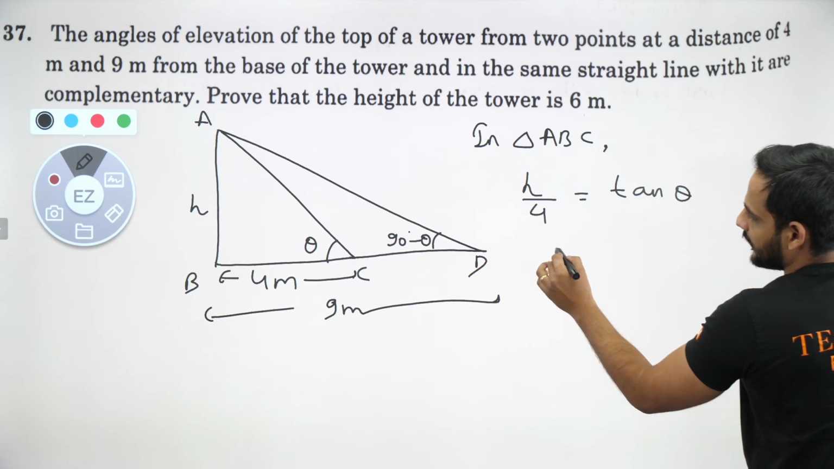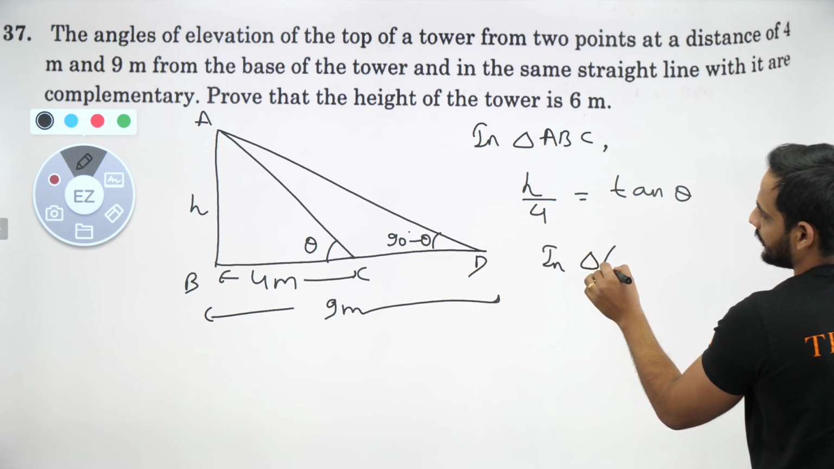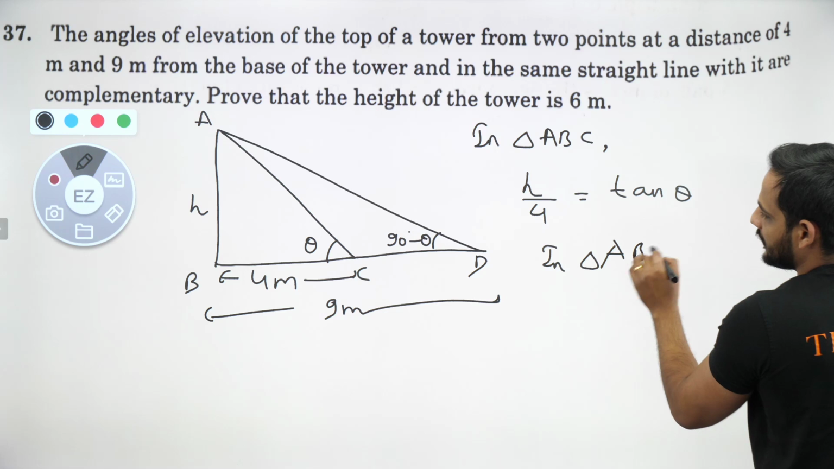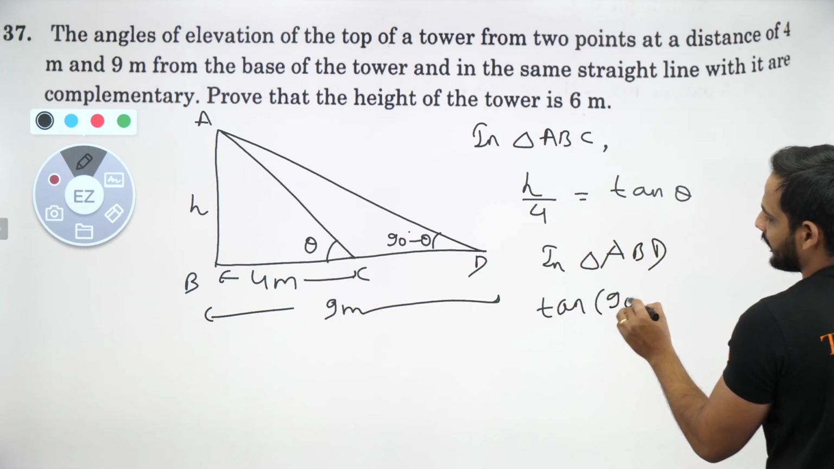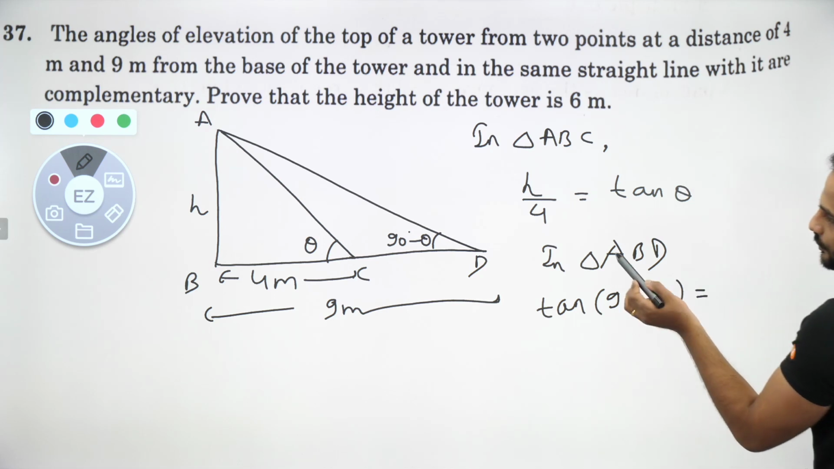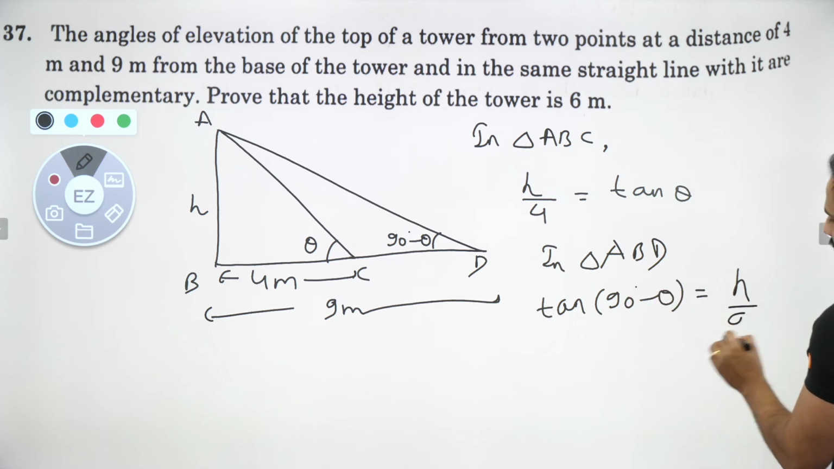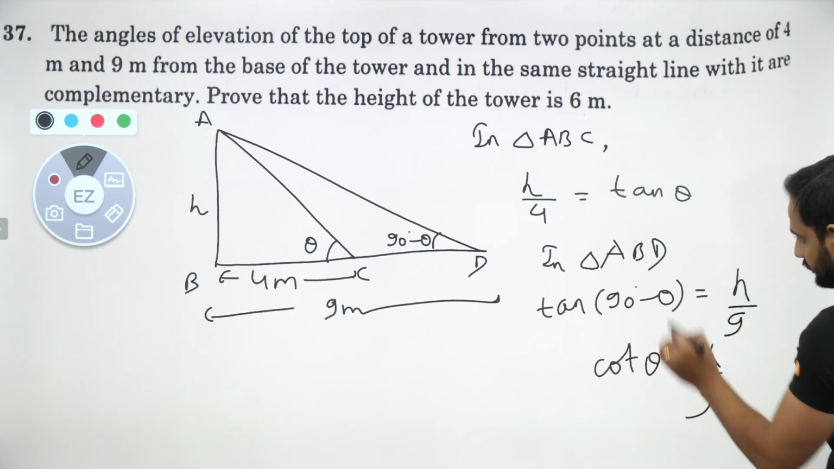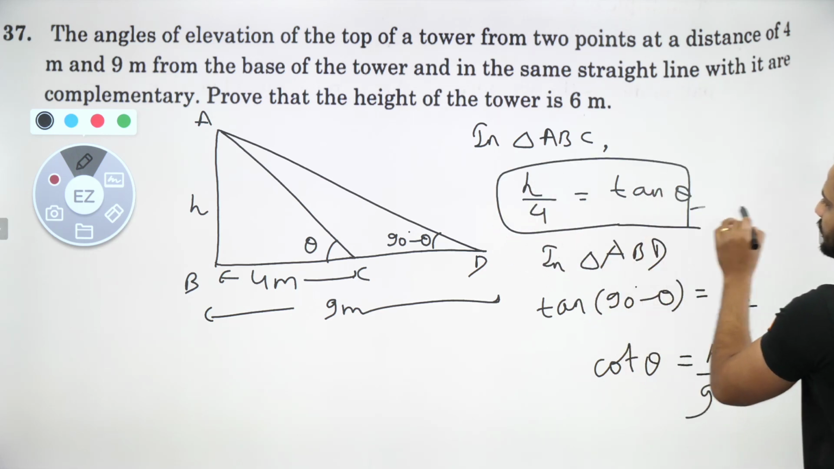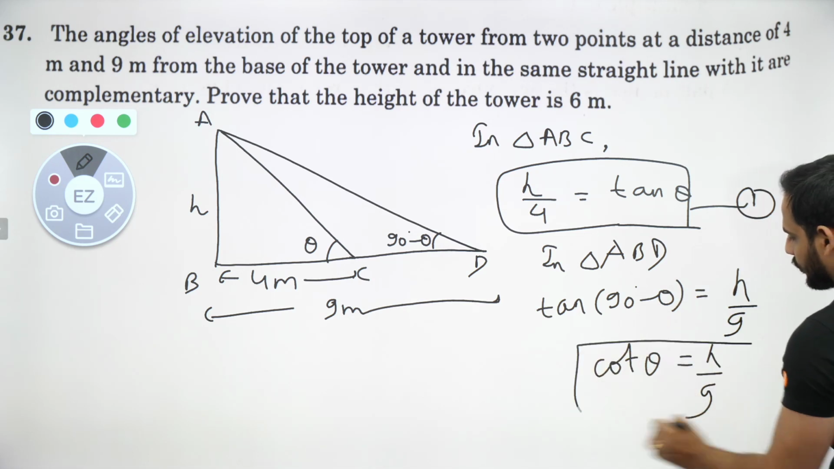And if you talk about triangle ABD, you can say tan of 90 minus theta is equal to what? H by 9. Now tan 90 minus theta is what? Cot theta is equal to h by 9. This is the equation of tan theta, this is the equation of cot theta.